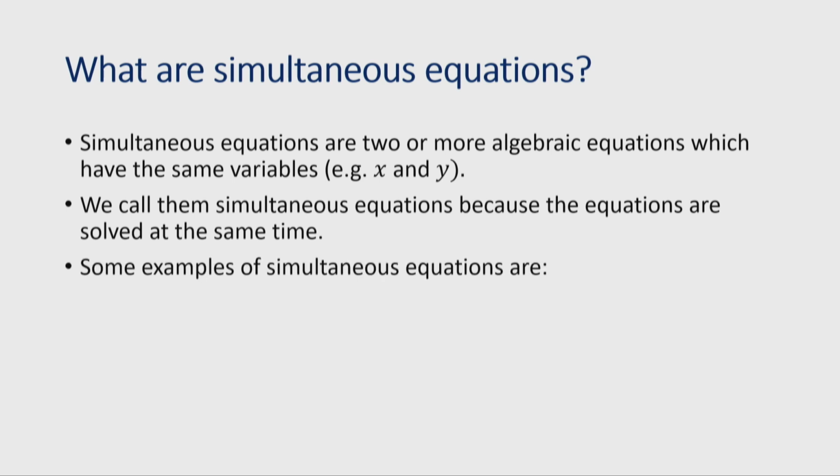Some examples of simultaneous equations are 2a plus b equal to 10 and a plus b equal to 7. So you can see here we have 2 equations and our 2 unknowns are a and b. Second example, x plus y equal to 6 and x minus y equal to 2. So again we have 2 equations and 2 unknowns, that is x and y are our unknowns.